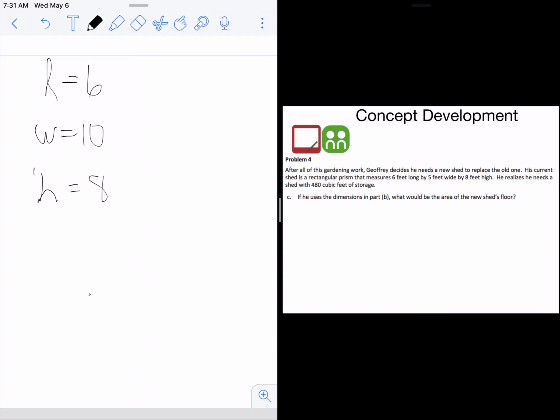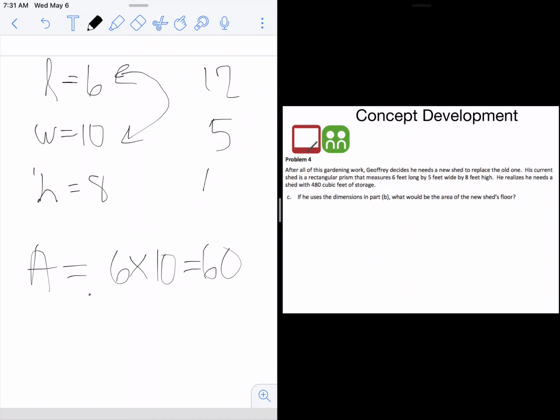Remember that area is length times width. So the area of the new shed's floor would be 6 times 10, which equals 60. So the other one was a length of 12, a width of 5, and the height of 8 still. So length times width, which would be 12 times 5, and we know that is also 60, but it's not 60. Okay, it's 60 feet squared.